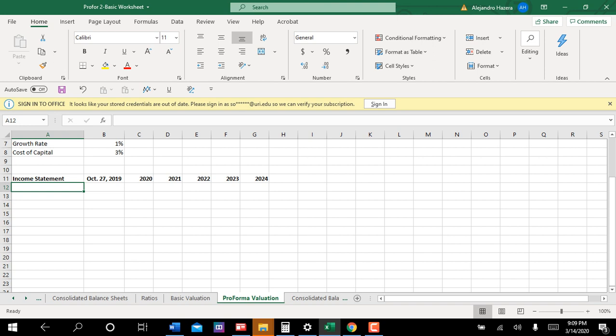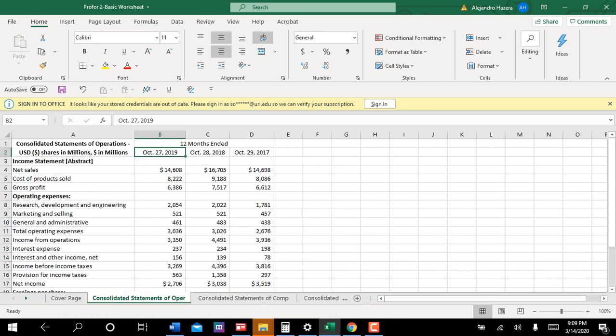I'm going to copy all the titles in the income statement, going all the way down through diluted earnings per share, and I'm going to copy the numbers for the income statement too. Okay, so I'm going to go over here, and you don't have to link this. This is just a cut and paste, copy and paste type thing.